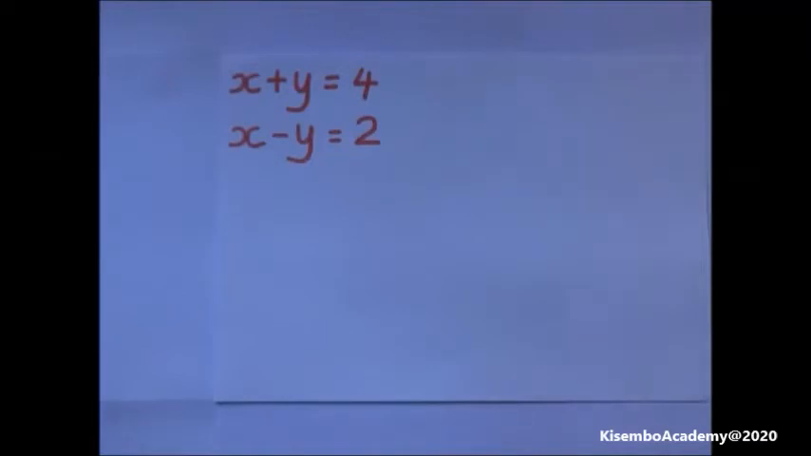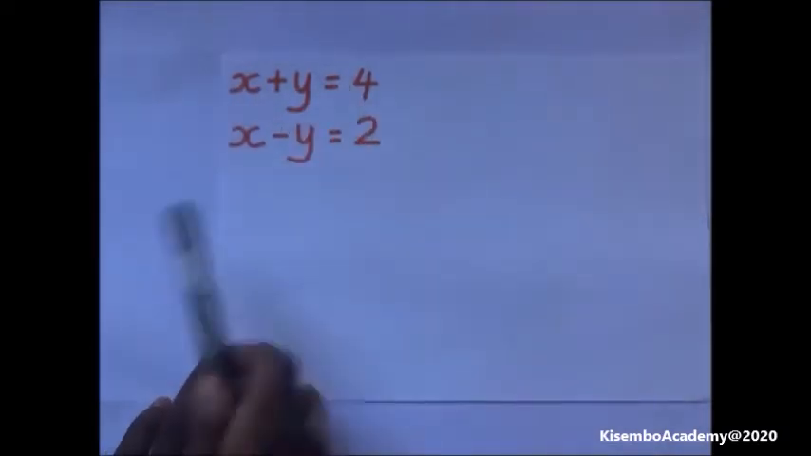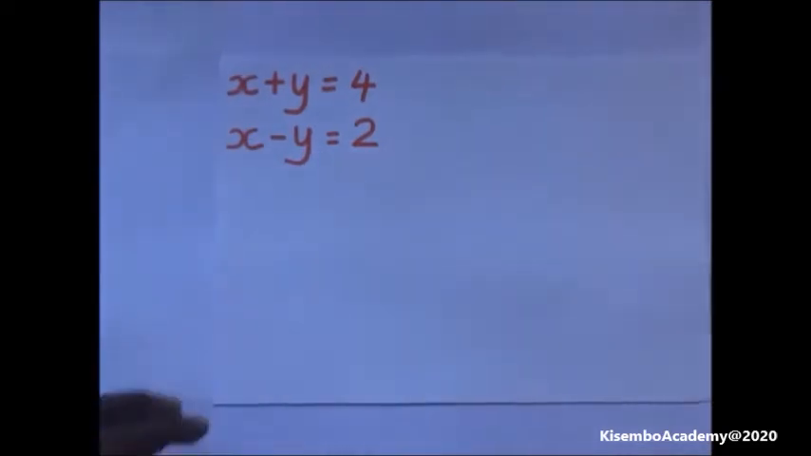How to solve a simultaneous equation using the elimination method. We are going to illustrate this using a worked example. Right there we have simultaneous equations: x plus y is equal to 4 and x minus y is equal to 2.